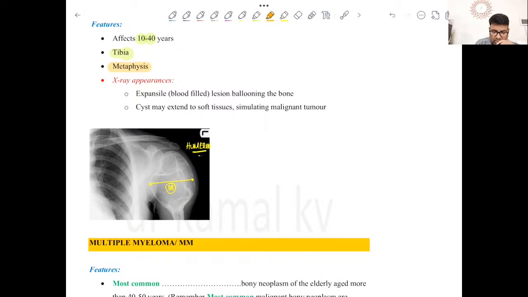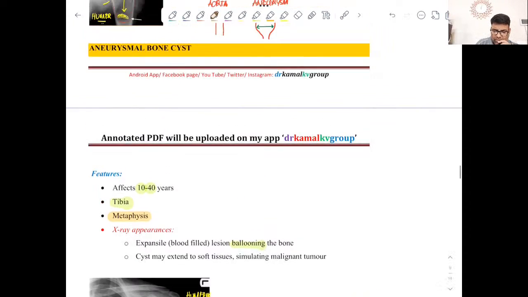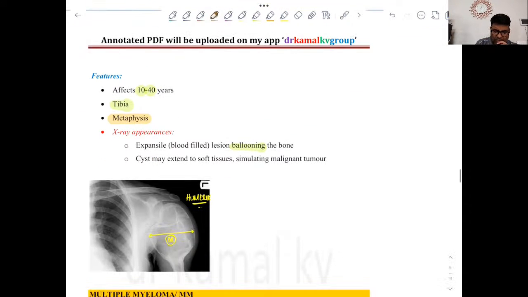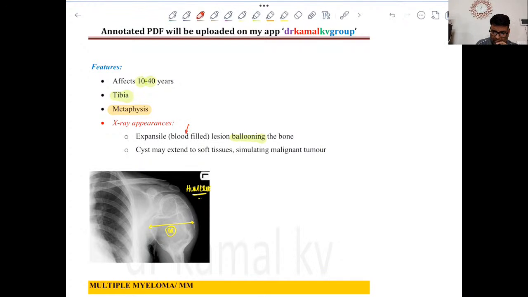But what is the main difference? That lies in terms of radiology, where we will see that there is an expansile blood filled lesion which is ballooning the bone. Now ballooning means just like this. This is known as ballooning. Okay, so this is ballooning the bone or expanding the bone, and at times it contains blood.